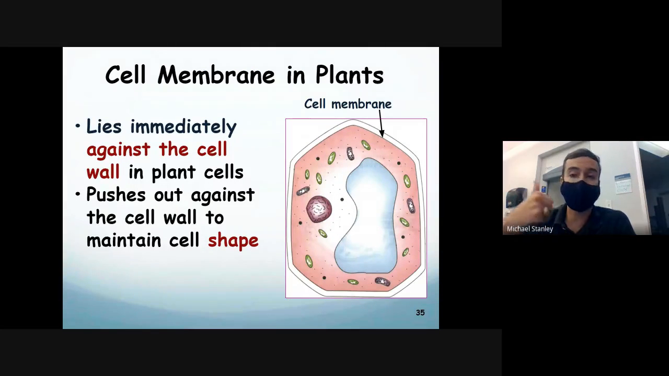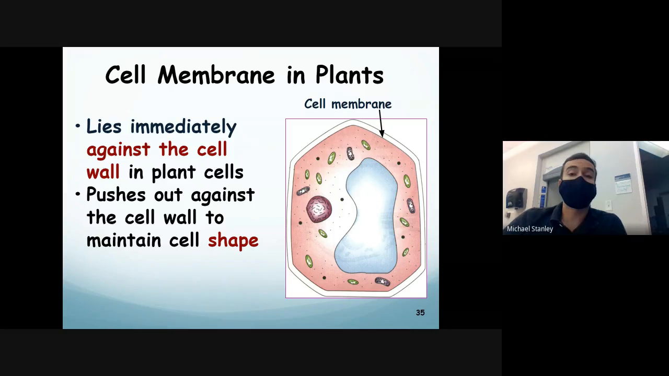So all cells have a cell membrane, but only plant cells and some bacteria cells have a cell wall. So animal cells, like our cells, have no cell walls.